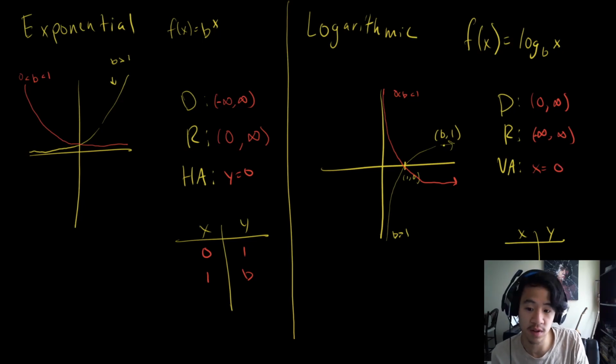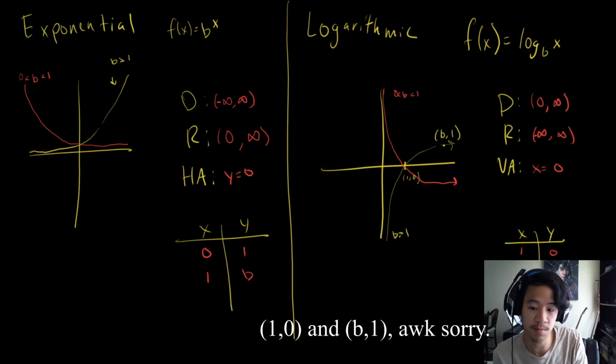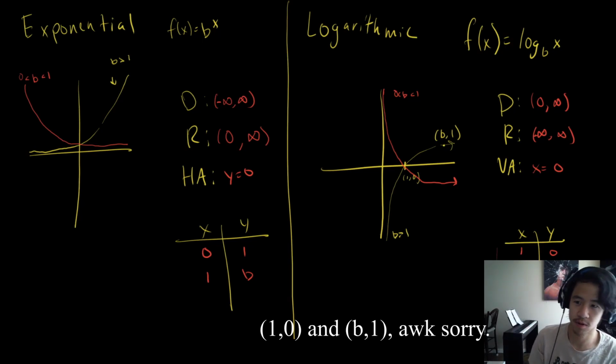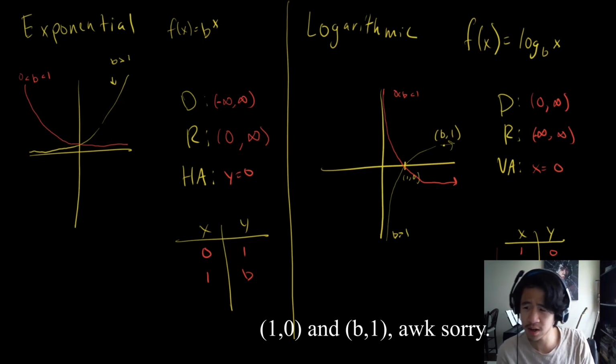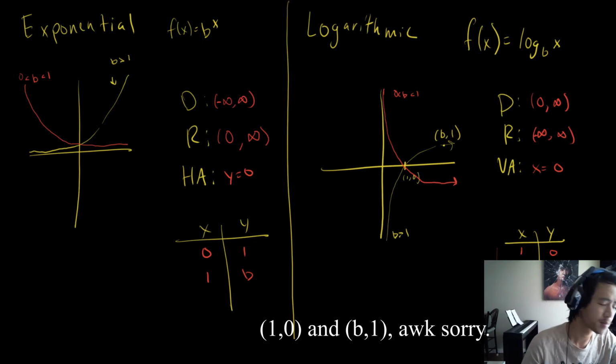And here are our points. So for our exponential, we had 0, 1. So we're going to have 1, 0. And instead of 1, b, we're going to have b, 1. So this is what you're going to use for your tables whenever you're doing your transformations. So let's go ahead and do 2 examples.